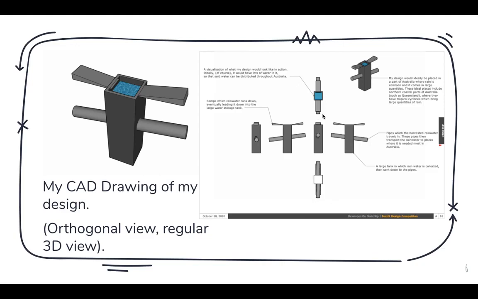A visualization of what my design would look like in action. Ideally, of course, it would have lots of water in it, so that said water could be distributed throughout Australia.